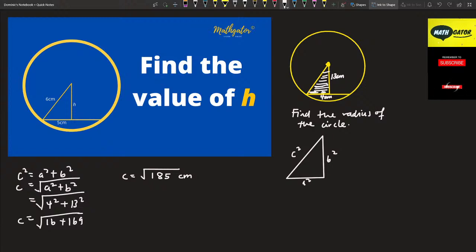So once we found the radius, which is root of 185, is root of 185 a perfect square? Are there any two numbers that will multiply to give us 185? I don't think so. So we can state root of 185 as our radius.